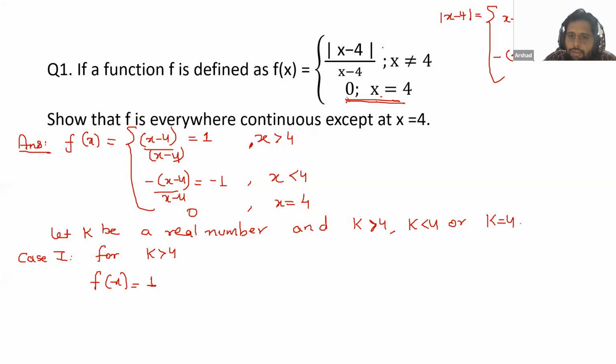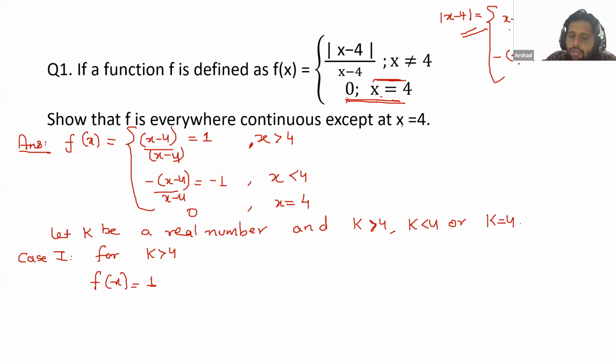Darshan, we have this question. In this question, we need to show that f is everywhere continuous except at x is equal to 4. So first of all, we have defined this modulus here. You already know how we need to do this. x is greater than or equal to 4, this is equal to x minus 4, less than 4. We will get this. But in this question, it is already given that at x is equal to 4, the value is 0. That's why we will not take equality here, because the equality value is already given. That's why I've already taken only x is greater than 4, then less than 4 and equal to 4.